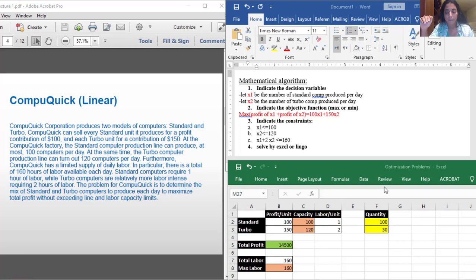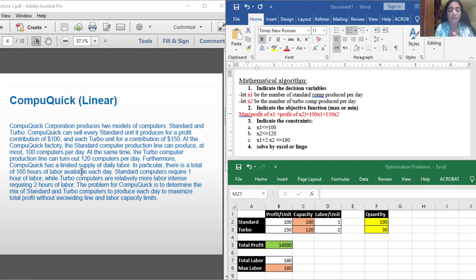So, guys, if you remember, in the previous videos, we solved this problem where I have a company called CompuQuick, and this company wants to produce two types of computers. The first one is the standard unit, the standard computer, and the second one is the turbo computer. And then we need to maximize its profit, knowing that $100 is the profit of a standard computer for one unit, and $150 is the profit of the turbo unit computers.